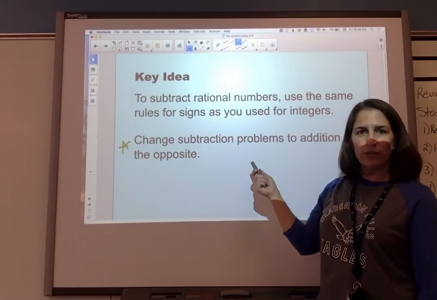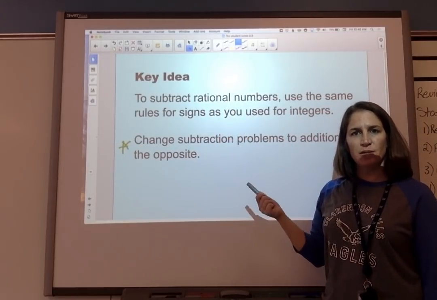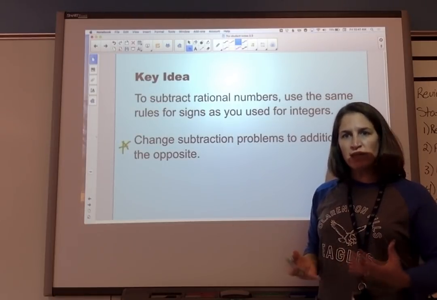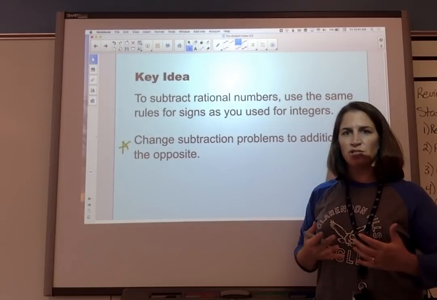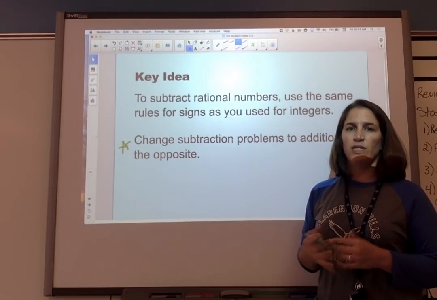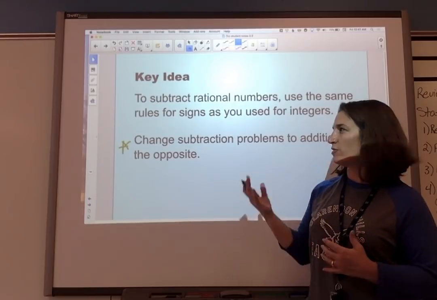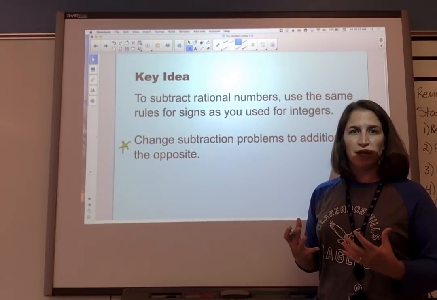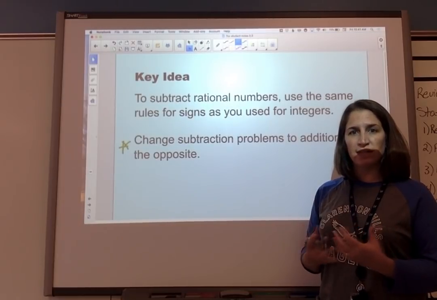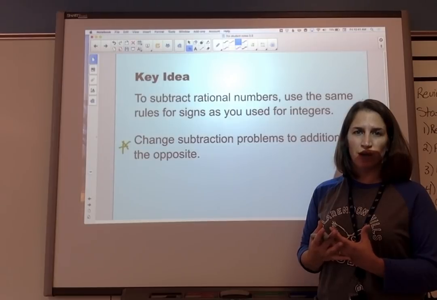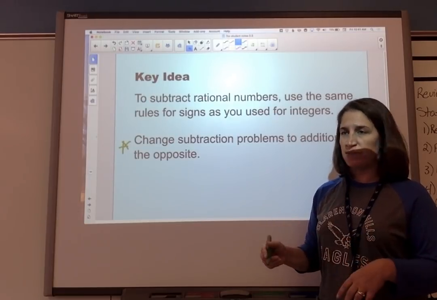We can always, just like we did with integers, change subtraction problems to adding the opposite. And as we get into more complicated numbers with fractions and decimals, that's probably a strategy you're going to want to stick with. We did so much modeling with integers, but it's much more difficult to model when we have more complicated numbers. So we're probably going to stick to the strategy of taking any subtraction problem and changing it to an addition problem of adding the opposite.